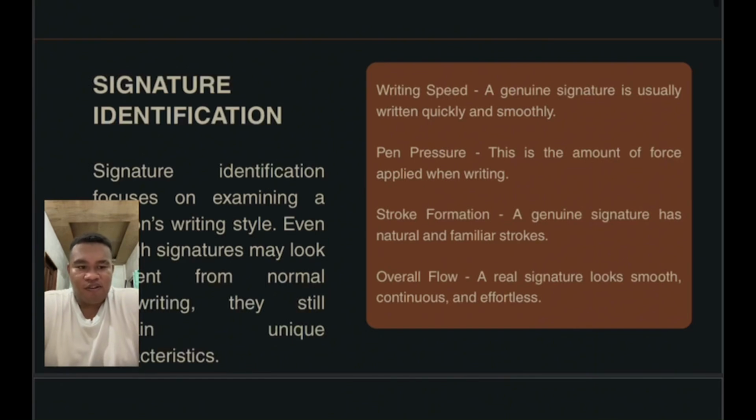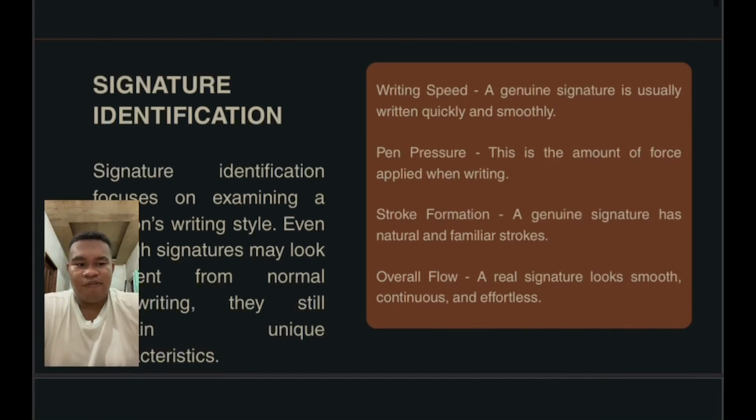Next is the stroke formation. Stroke formation is how the letters and the lines are formed. An example for that is a genuine signature has natural and familiar strokes, and the fake or forged one has awkward and inconsistent shapes.